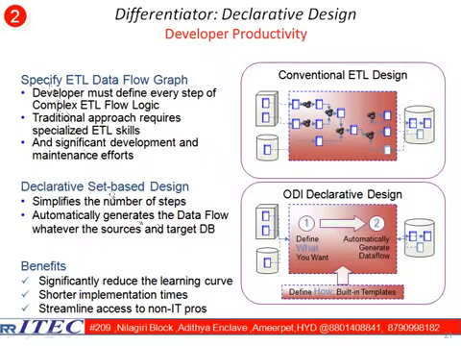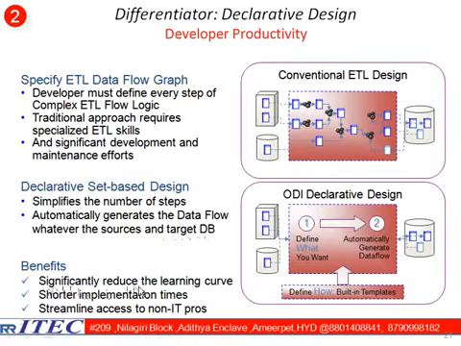That's what it is trying to tell explicitly. Specify ETL data flow graph: the developer must define every step of complex ETL flow logic. The traditional approach requires specialized ETL skills, and significant development and maintenance efforts are required. More development time, more maintenance time is required. Whereas declarative is set based design. It simplifies the number of steps. We are not doing so many steps here. It automatically generates the data flow, whatever the source and target database. Based on source and target, it is going to define it.